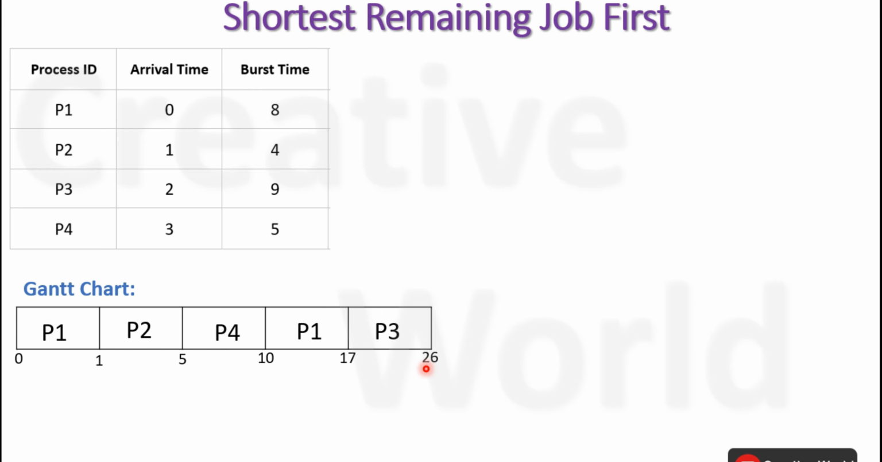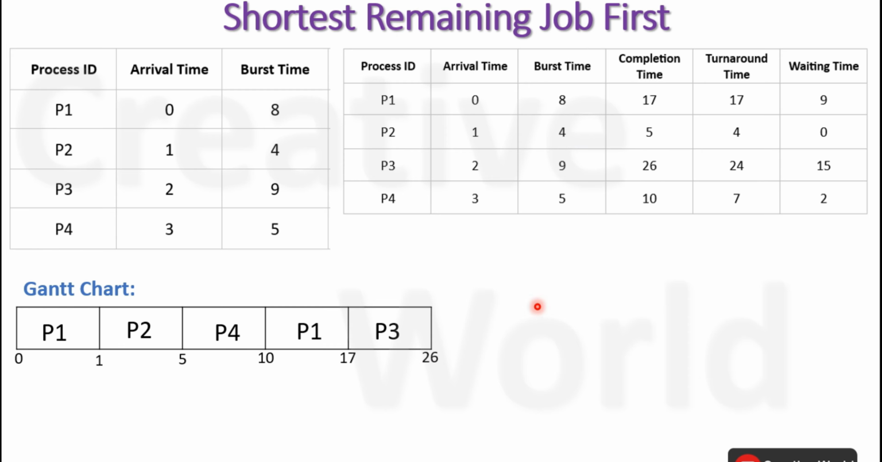Now we will try to find out unknown parameters. The first one is completion time. So we will start from P1. P1 was started here but it is completed here. So the completion time of P1 is 17, P2 is 5, P3 is 26 and P4 is 10. After finding out the completion time, we are able to calculate turnaround time, that is equal to completion time minus arrival time. 17 minus 0, 17, 5 minus 1, 4, 26 minus 2, 24, 10 minus 3, 7.